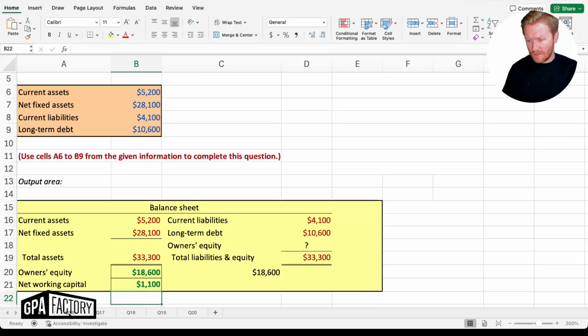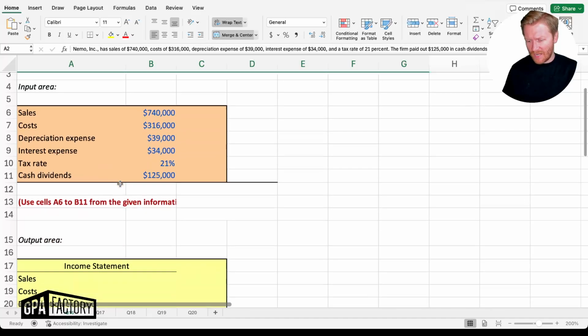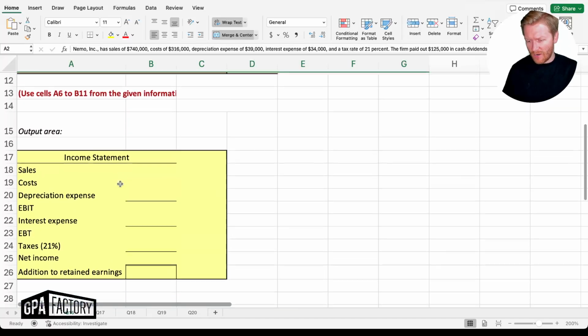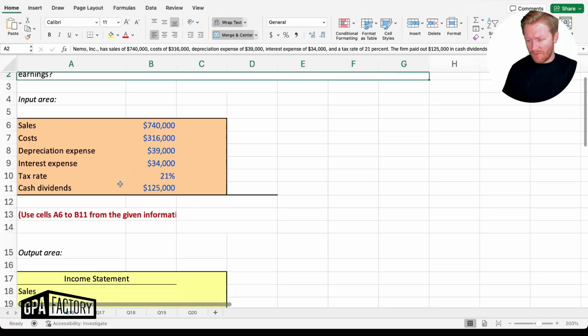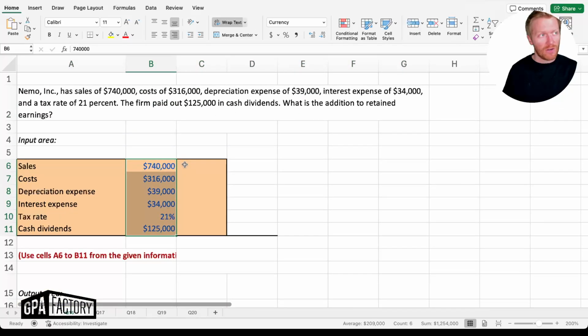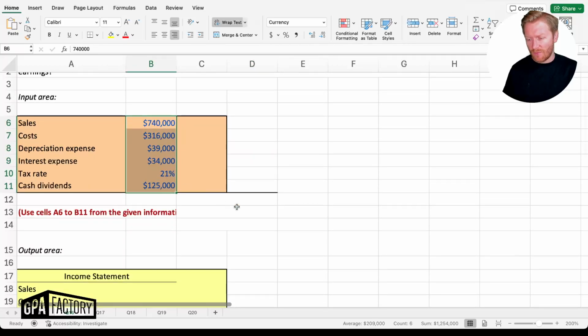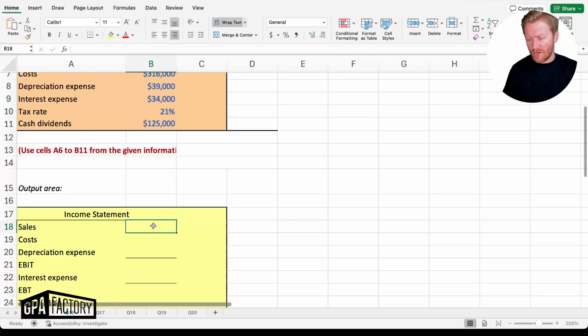All right. Then next one here, we've got Nemo, we've got sales, and then now we're just kind of working down our income statement. So same kind of idea here. We've got all of this information that's given to us. I'm not going to read out the question. You can read over it on your own if you'd like to, but the key information is given to us. And then we've got to take that and then turn it into this income statement.